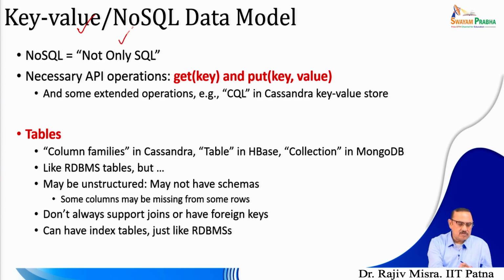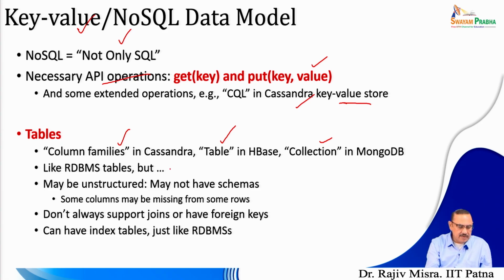The full form of NoSQL is "not only SQL", and it requires two necessary API operations: get by key and put by key value. Cassandra has its own language, which is called Cassandra Query Language, in the key value store. Now, the tables in this key value store or NoSQL are called column families in Cassandra, tables in HBase, and collections in MongoDB.